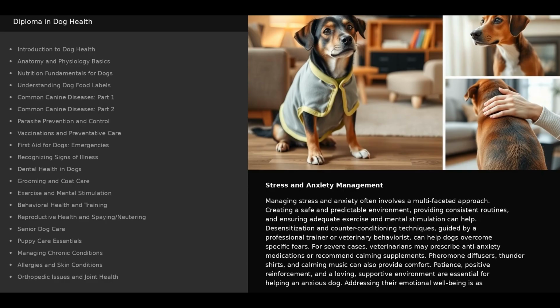Desensitization and counter-conditioning techniques, guided by a professional trainer or veterinary behaviorist, can help dogs overcome specific fears. For severe cases, veterinarians may prescribe anti-anxiety medications or recommend calming supplements. Pheromone diffusers, thunder shirts, and calming music can also provide comfort. Patience, positive reinforcement, and a loving, supportive environment are essential for helping an anxious dog. Addressing their emotional well-being is as important as their physical health for a truly happy companion.